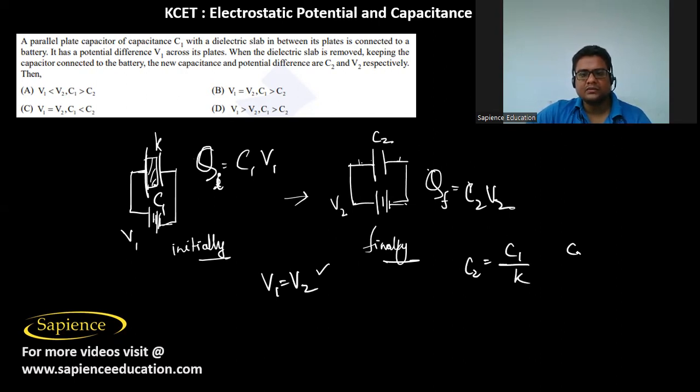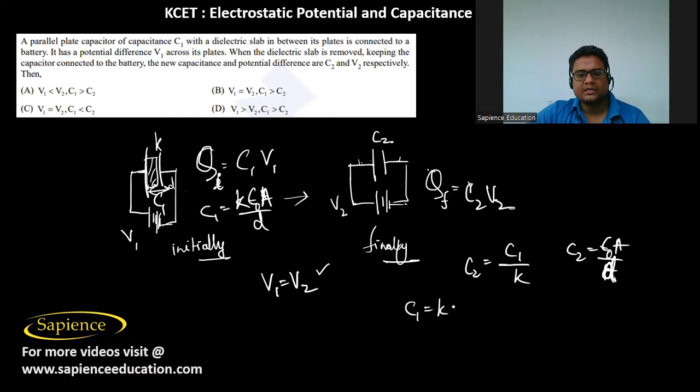Here C2 will be equal to epsilon naught A by D, and C1 will obviously be equal to K into epsilon naught A by D, if the surface area of the plates is A and D is the separation between the plates. Okay. So therefore C1 is obviously K times C2.